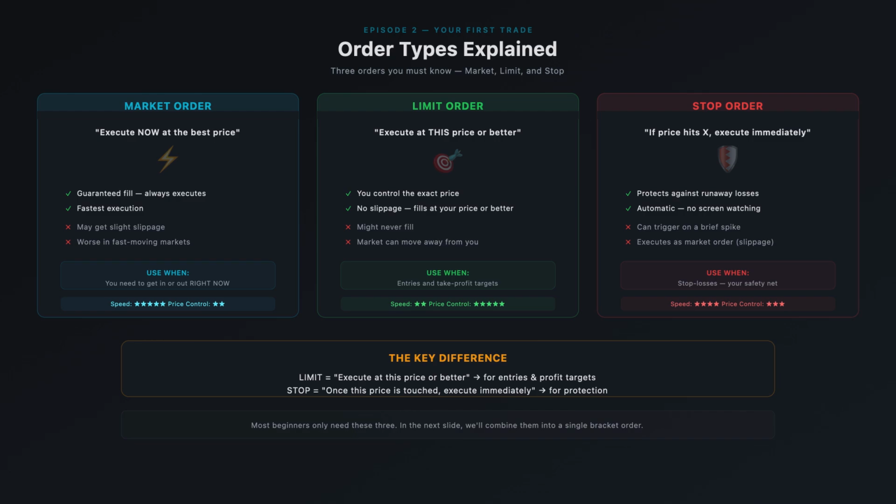A stop order, also called a stop loss, is a trigger. It sits dormant until the price hits your level, then it becomes a market order and executes.